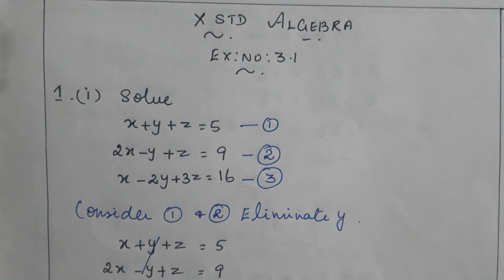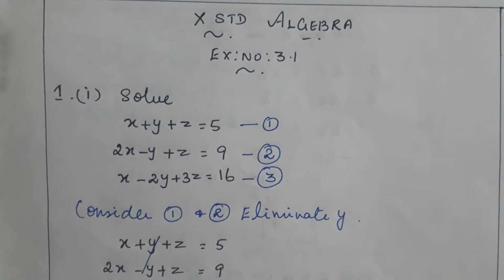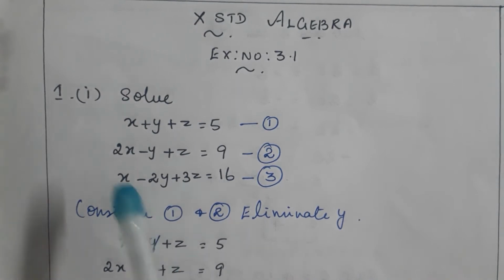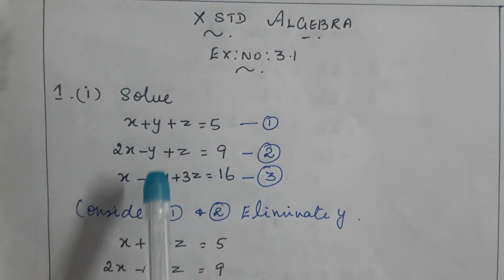We are going to see the answers of 10th standard chapter algebra exercise number 3.1 first sum. So for the first sum, a linear equation with three variables is given. We are asked to find the value of x, y and z. So there are three equations.